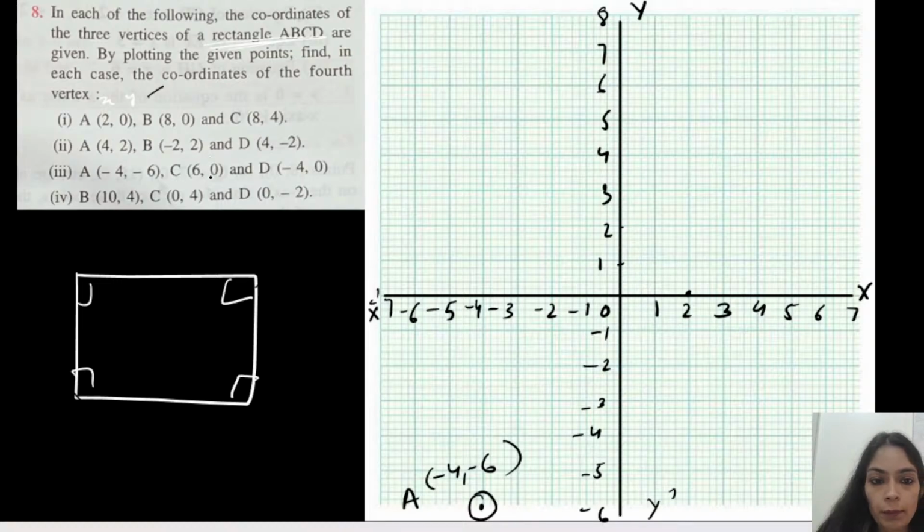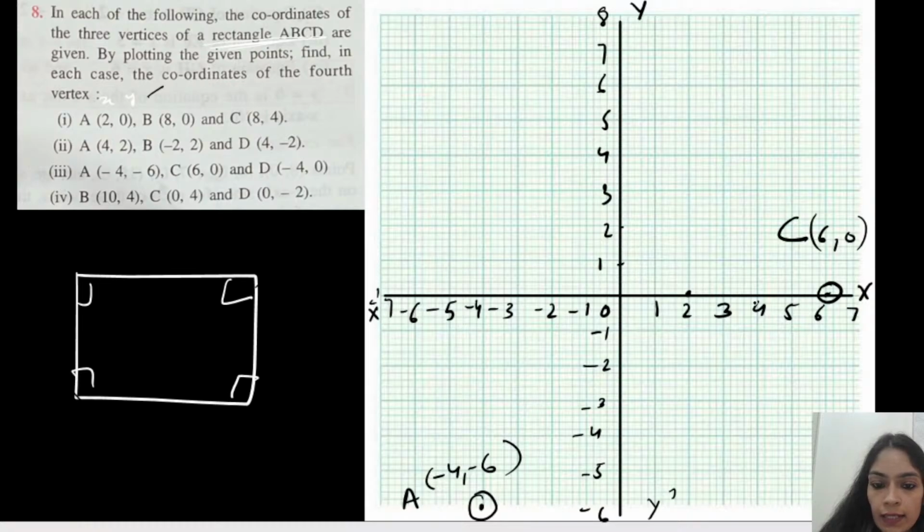Then B is 6 comma 0. So 6 comma 0 here. On x-axis 6, I just have to keep my pen on that, and then up and down I have to go. But here y's value is 0. That means it will lie on the x-axis itself. 6 comma 0.